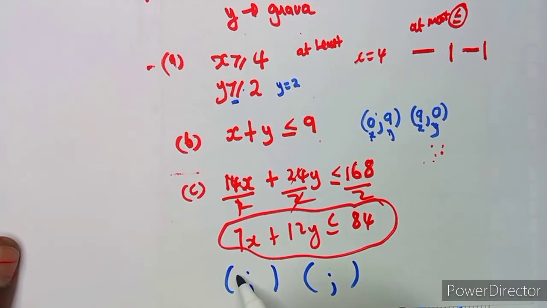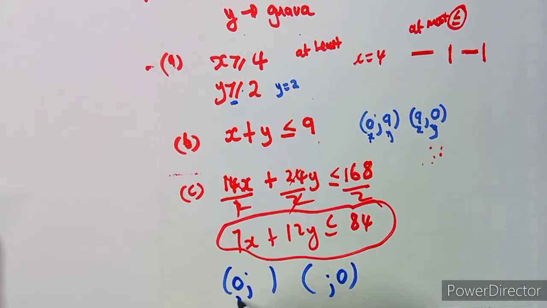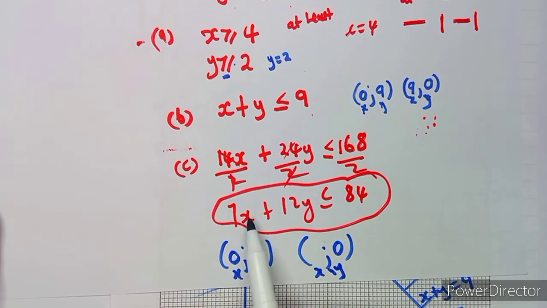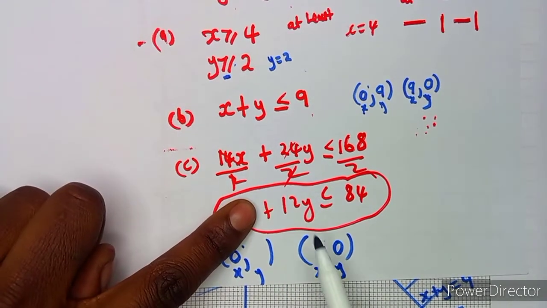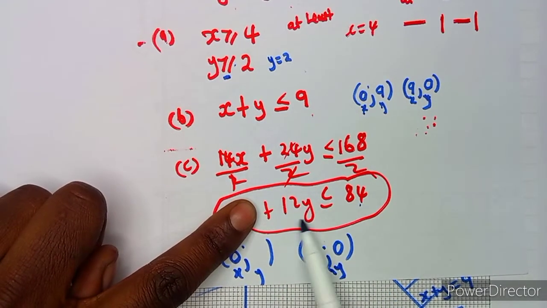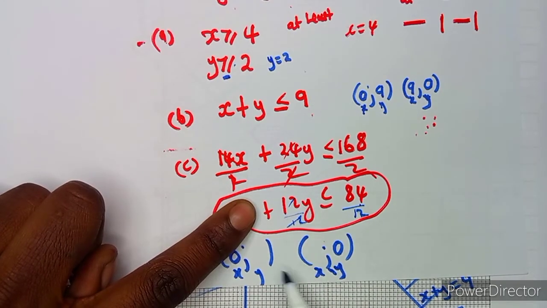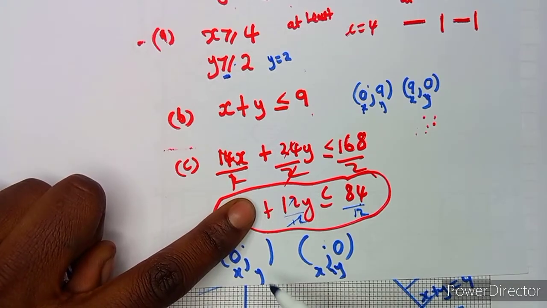Okay, so when x is equal to 0, that's the concept xy. When x is equal to 0, 12y is equal to 84. So you divide by 12 on both sides. That means y is going to be 7.